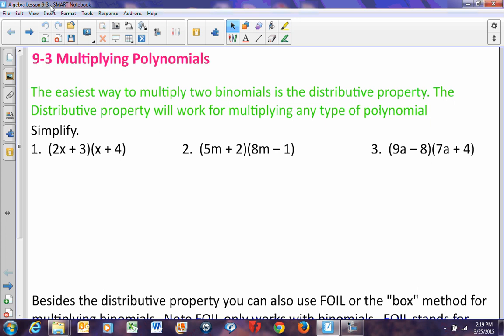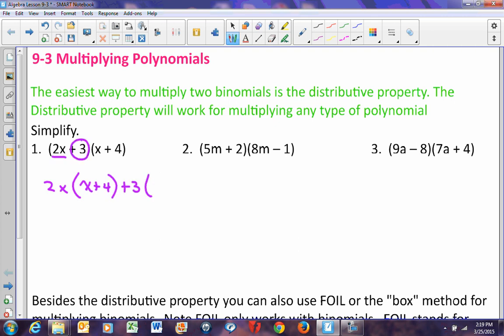To use the distributive property, you simply do this. You write the first term of the first polynomial, 2x, and then write the second parenthesis, (x + 4). Then the sign and the second term, so plus 3 times (x + 4). That's how you write the problem out. Now we just simply need to distribute and multiply.